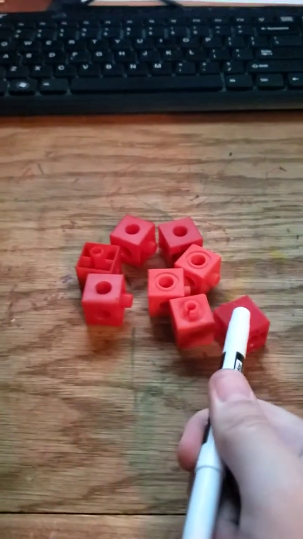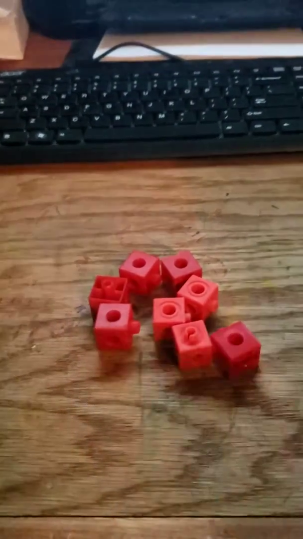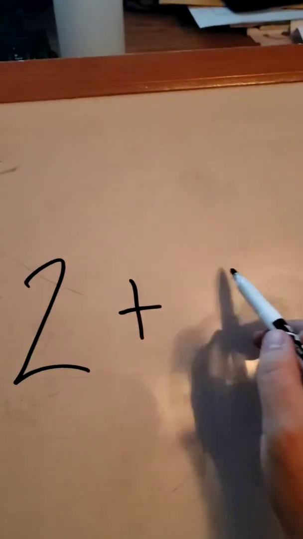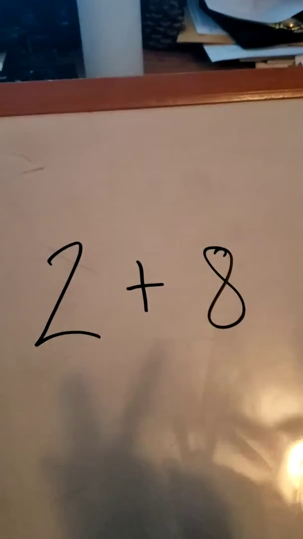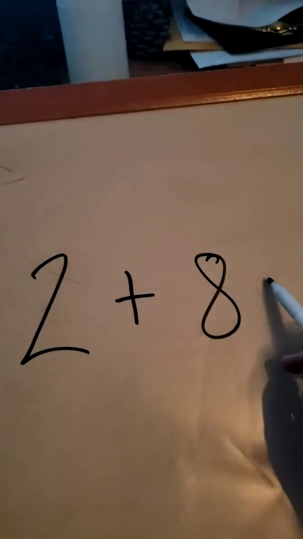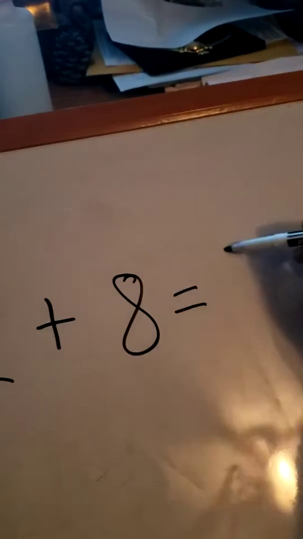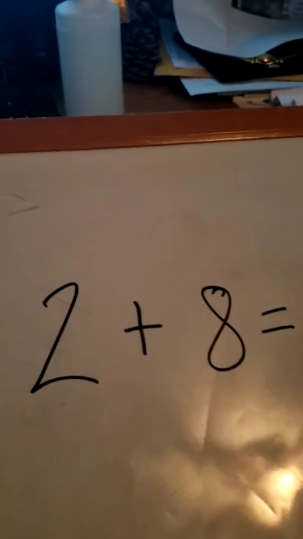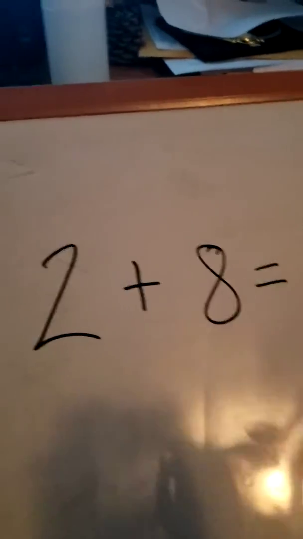Now, how many more did I get? Let's count them again. 1, 2, 3, 4, 5, 6, 7, 8. Very good. So 2 and 8. Now, I'm not done yet. What do I have to put? Equals. Very good. And what is the sum? 10. Very nice. So today we're going to be working with everything that makes 10. So let's go ahead and go over that.